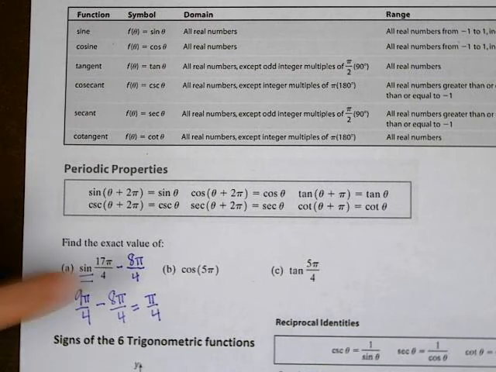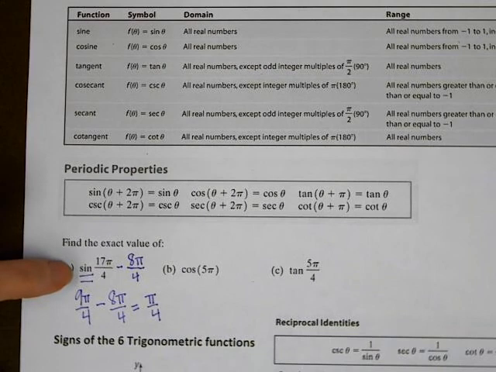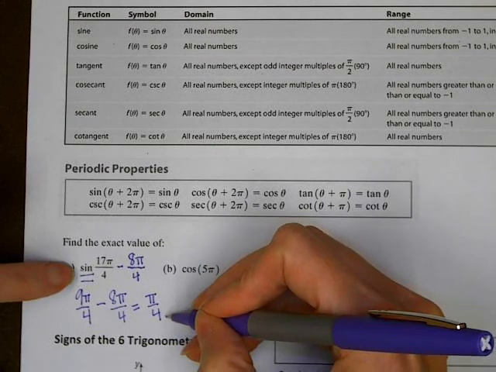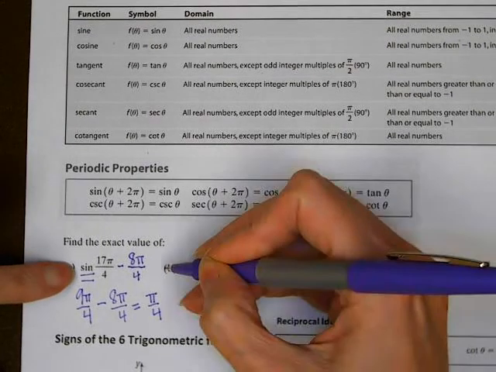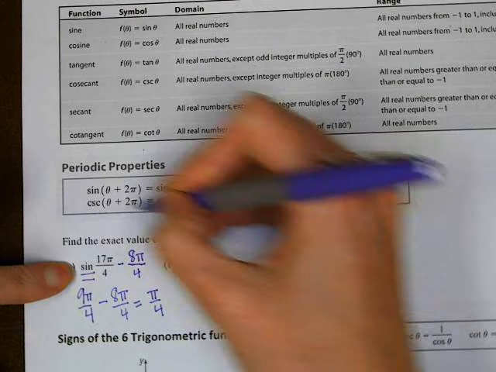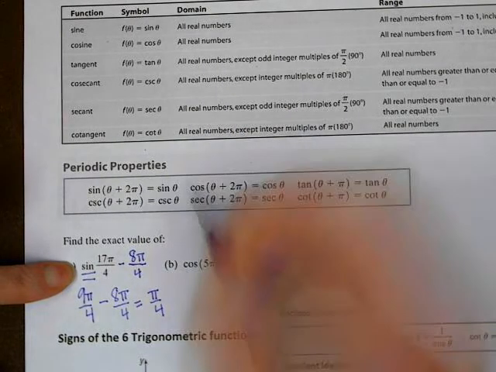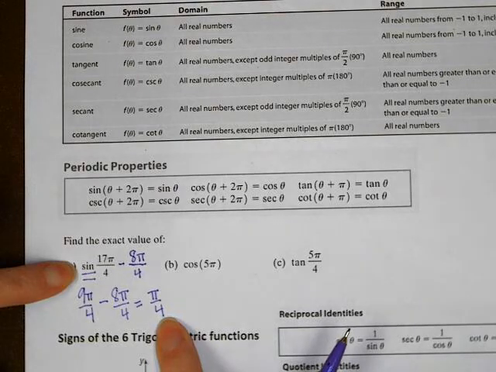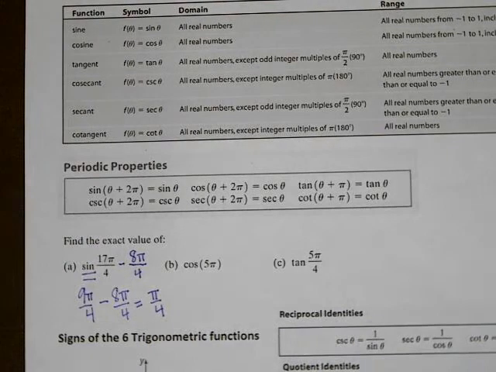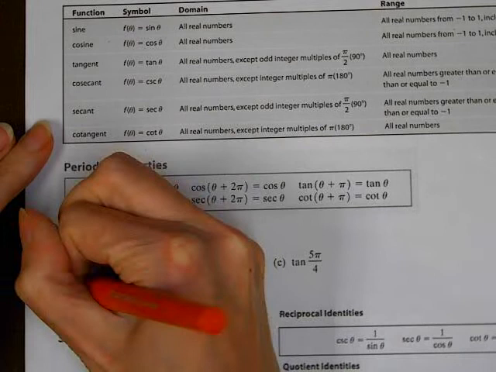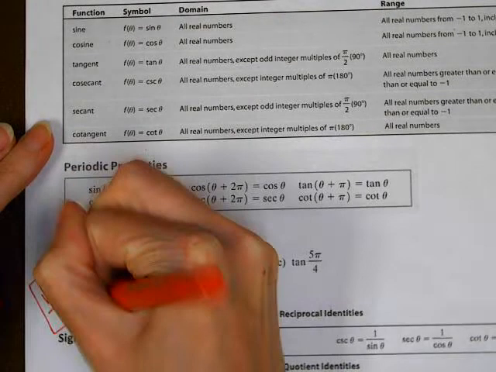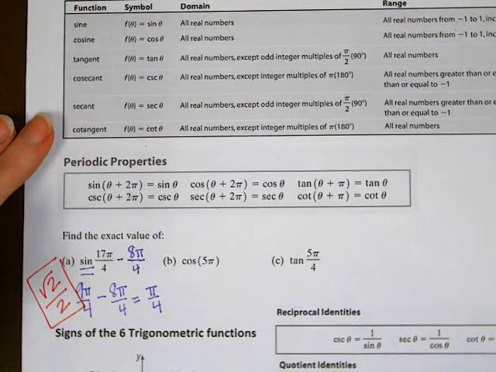So really, sine of 17 pi over 4 is going to have the same value as sine of pi over 4, because it cycled the unit circle twice and then it landed on pi over 4. So now all we have to do is find sine of pi over 4, and that is on the circle. Sine of pi over 4 we know is root 2 over 2. So that's one way to do that.